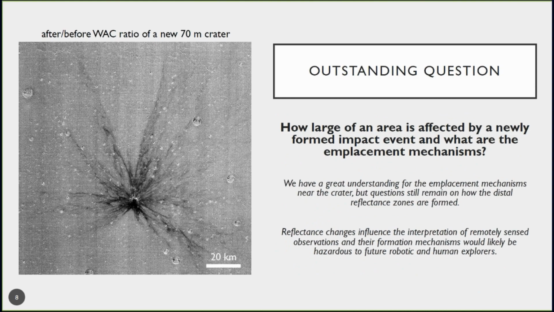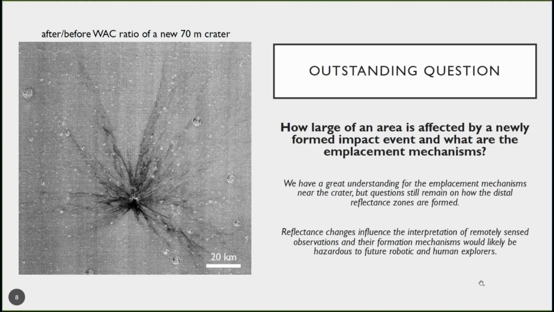So one of the outstanding questions coming out of this work is, how large of an area is affected by these newly formed impacts? We saw in talk 2 before me these Diviner cold spots that go over such a large area. In fact, some of these large craters, including this one here, are actually showing up as Diviner cold spots. We have a great understanding of what's happening close to the crater, but there are still questions that need to be addressed as we work our way out into the more distal zones. This affects not only our interpretation of remotely sensed observations, but could also be hazardous to future astronauts.